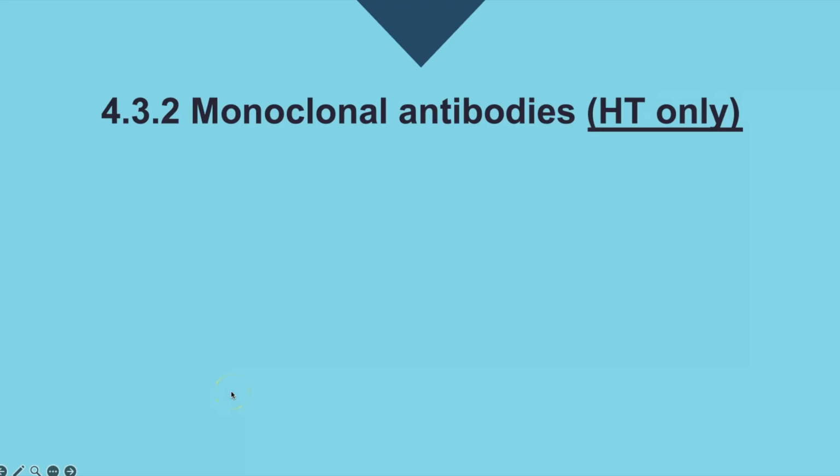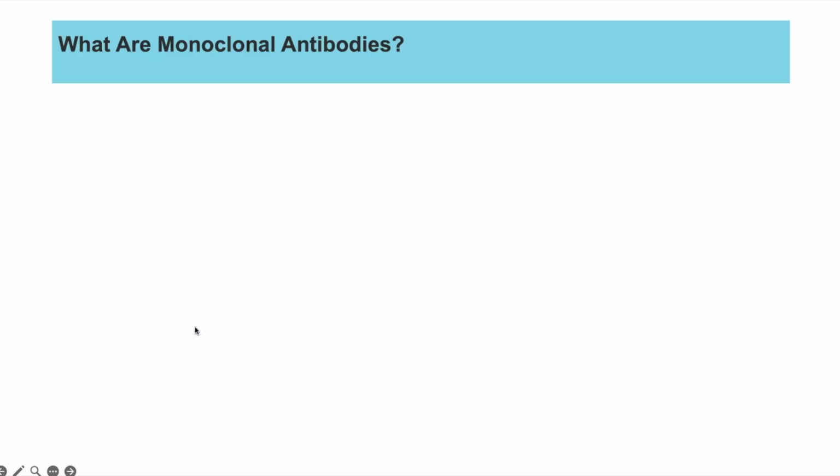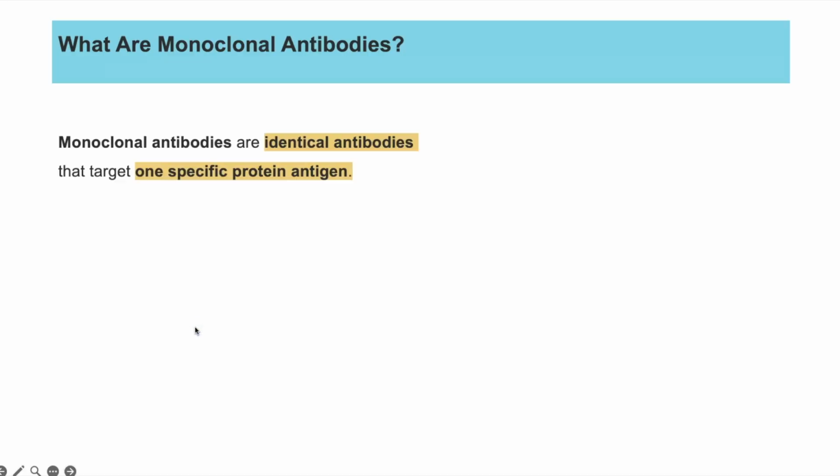This next section on monoclonal antibodies is only on the higher tier. So if you're not doing higher tier, this section is not going to be relevant for you and you can skip to plant disease.